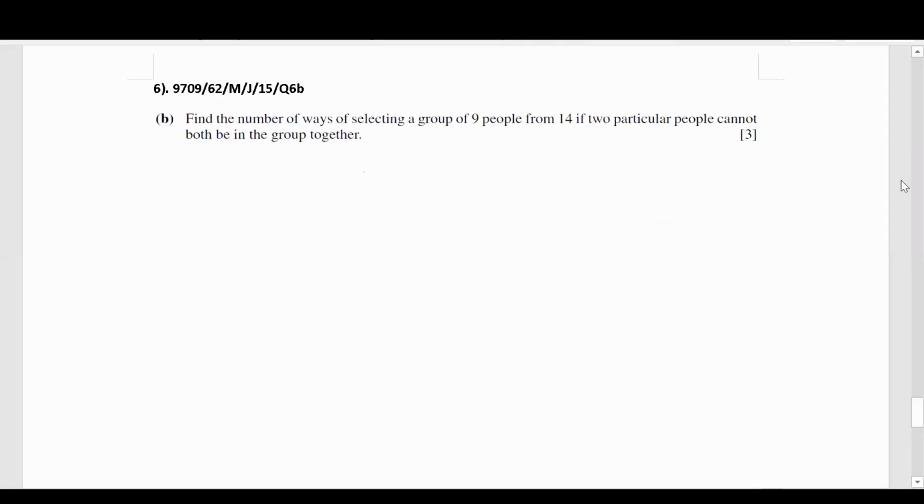Now, let's look at this question 6, March 15, variant 62. Find the number of ways of selecting, again, the keyword, a group of 9 people. So we need a group of 9 from 14, if 2 particular people cannot both be in the group together. All right. So this is a commonly asked question where it involves 2 particular persons. So when this is the case, I label them as A and B. All right. And it always comes down to 4 different cases.